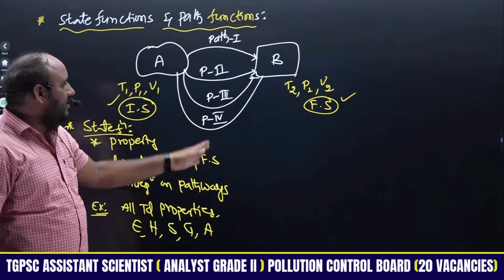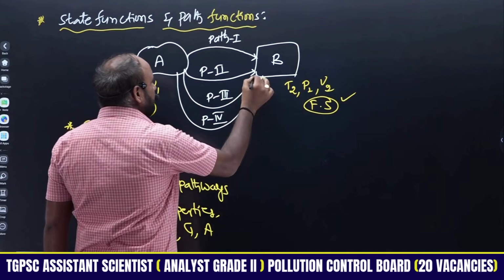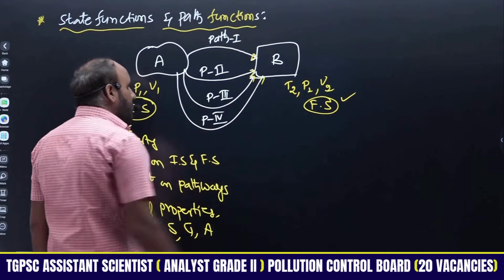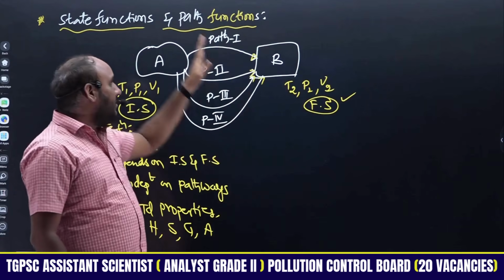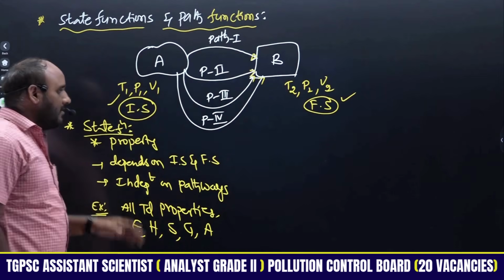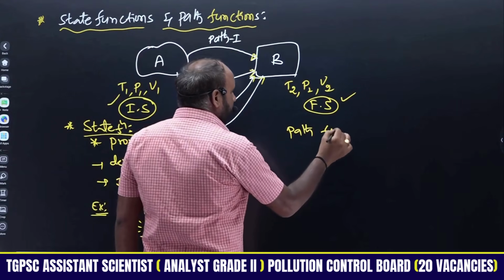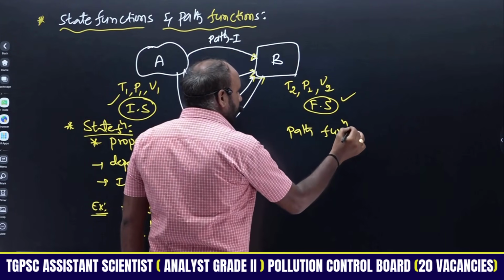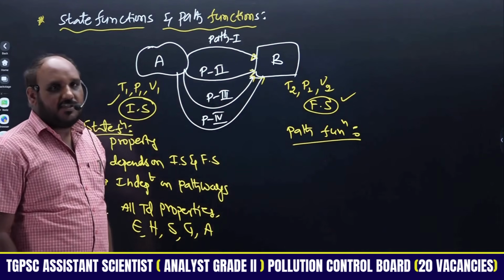There are 4 pathways. Whatever pathway we may consider for conversion of system A to system B, irrespective of the pathway, the initial and final states become the state functions. These are the examples. Then coming to the path functions, what are the path functions?